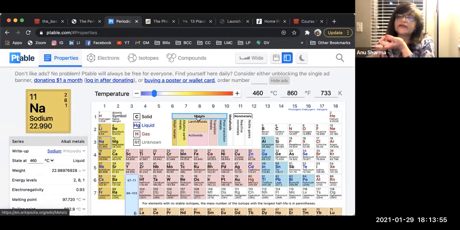Ductility means they can be made into wires. Malleability means you can beat them and they can be made into thin sheets. So that's malleability. These elements that you see on the screen are all metals. Now let's continue with this.